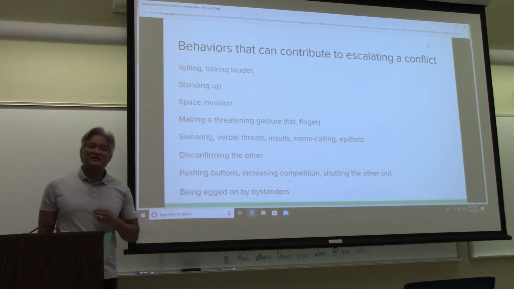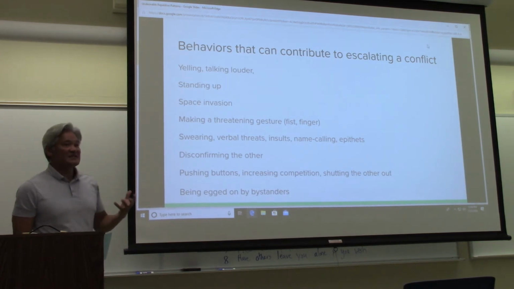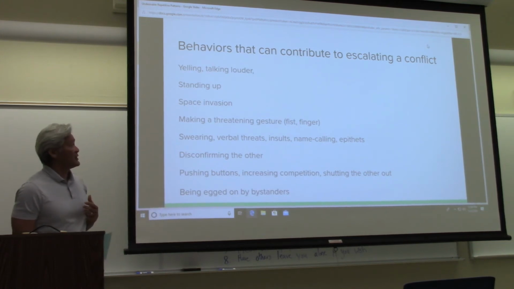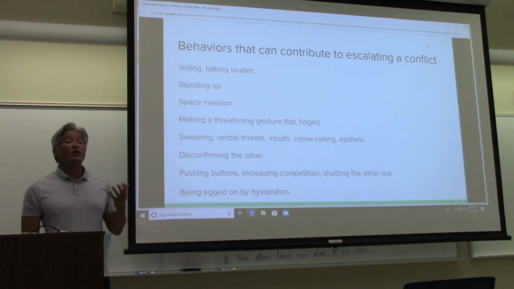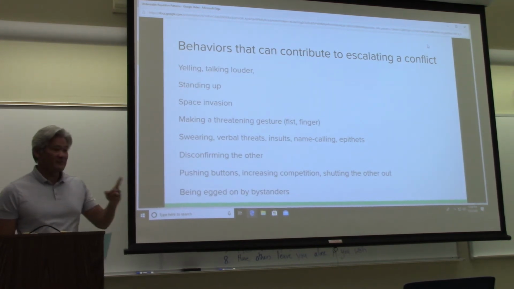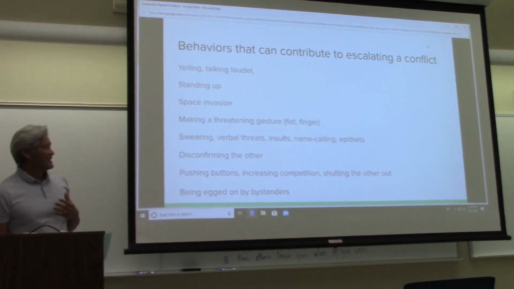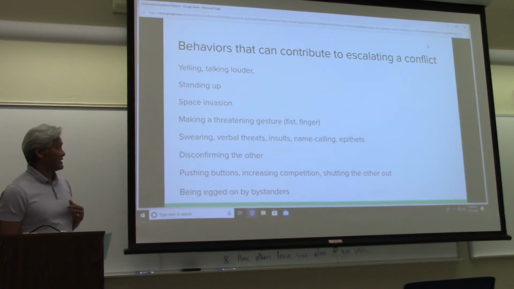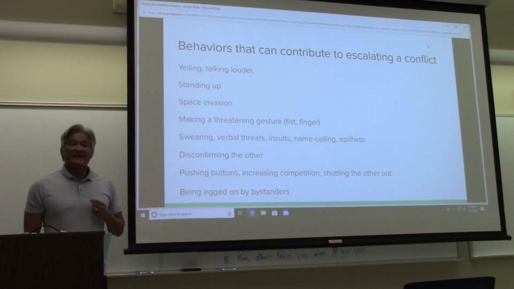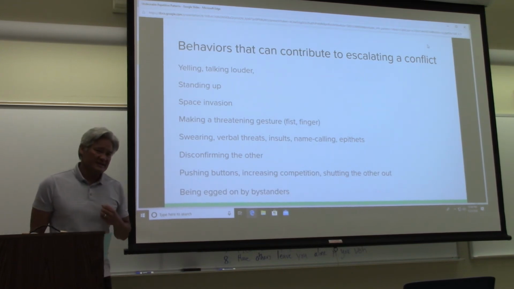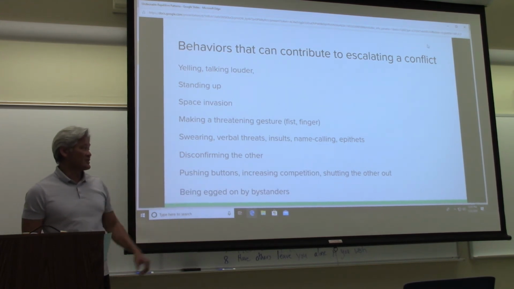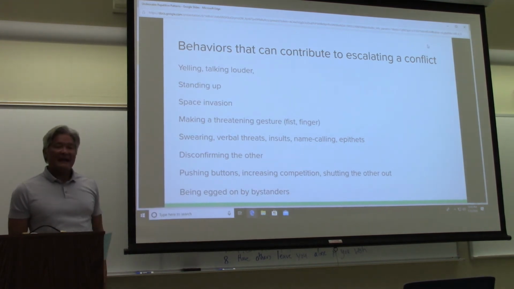So moving on, your textbook talks about all these different behaviors. I think intuitively you understand that these behaviors could lead to the escalation of a conflict. Talking louder, shouting, is going to lead to escalation of a conflict. Standing up over somebody and invading their space and pointing the finger at them in their face. Obviously, swearing and threatening is going to lead to escalating a conflict. And disconfirming the other and saying, you know what, I don't really think you're trying your best, and I don't really think that you're really telling the truth here, that can obviously lead to an escalation. We've talked about pushing buttons and triggering each other, and this one being egged on by bystanders.